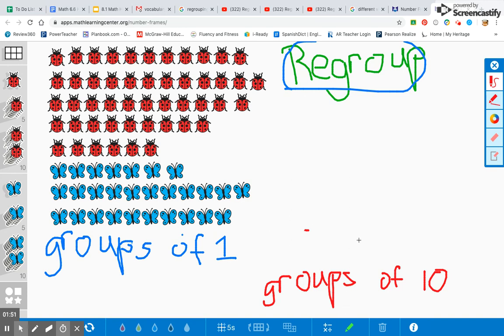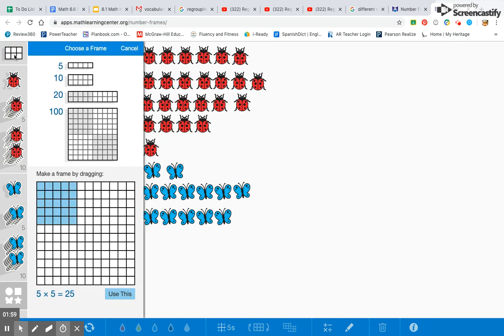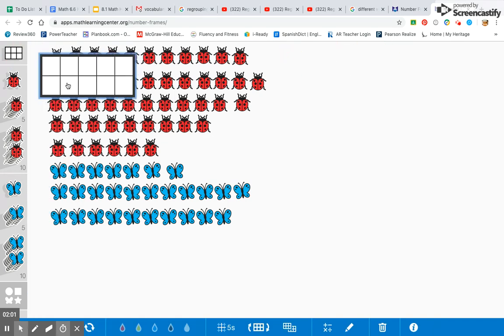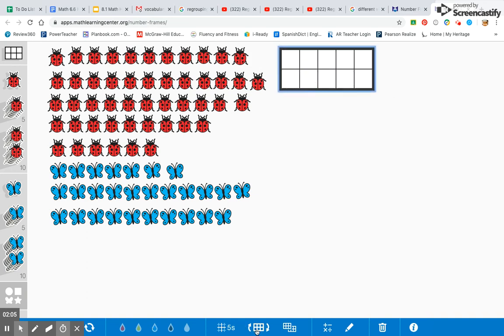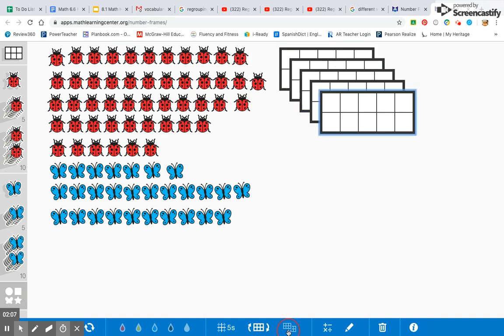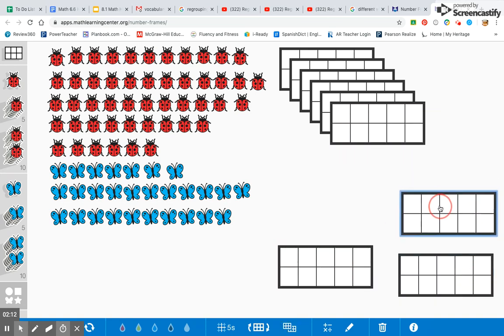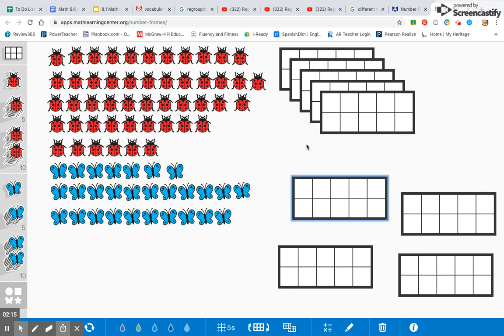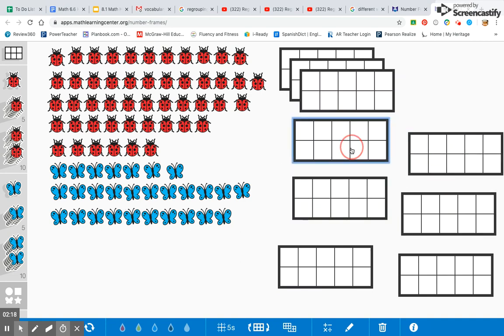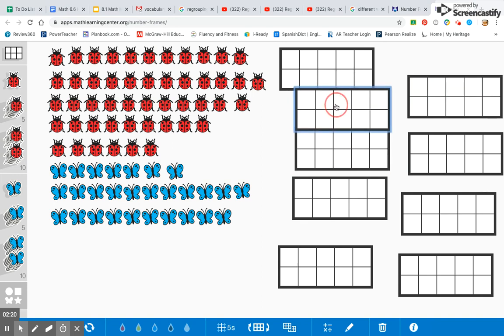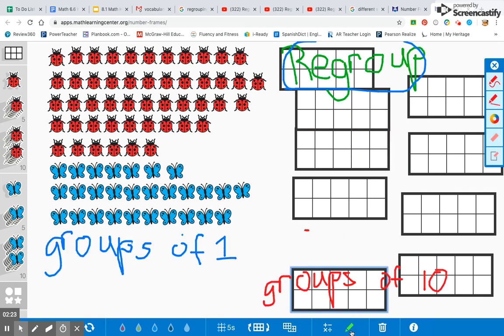In order to do that, I'm going to go ahead and get some frames. I'm going to have to turn off my pen tool to do that, so that'll go away. I'm going to get some 10 frames, and I'm just going to put those all over here. And I'm going to use this duplicate tool to make some more. So I just need a bunch of 10s. So these are all 10s, and I'm going to go ahead and move these bugs into the 10 frame. We're going to do what is called, remember, regrouping the groups of 1 into groups of 10.